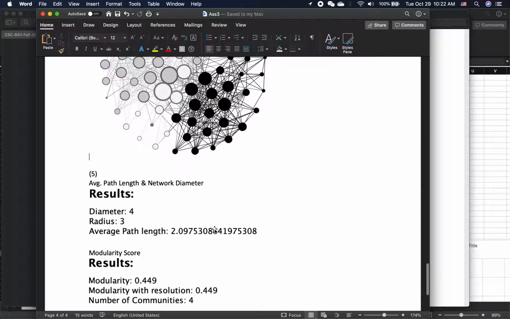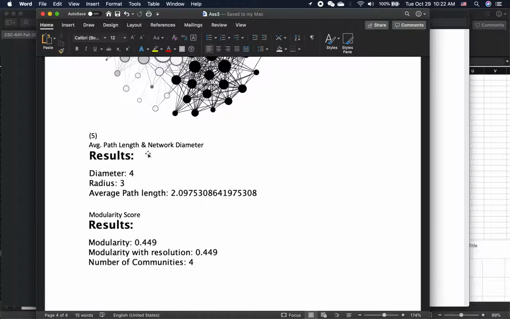So move to question 5. These are my results: the average path length, the network diameter, the modularity scores.